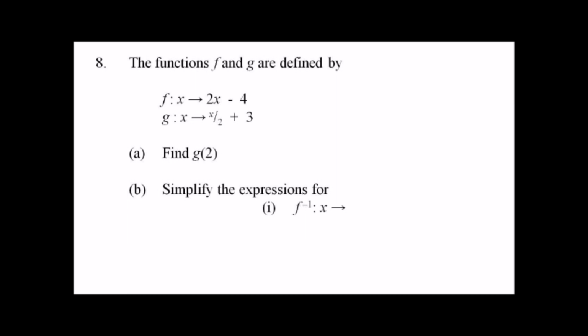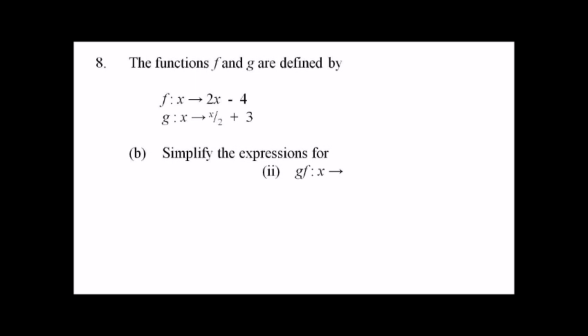And b, simplify the expressions for, and this is the first part of b, f to the negative 1, or the inverse of f. And again, let me repeat it. For the inverse of f, f to the negative 1, go to f of x and put y equal to 2x minus 4. And then I want you to change the subject here, x to the front of that. And then when you get an answer, you switch the x with the y for the answer, and that's it.